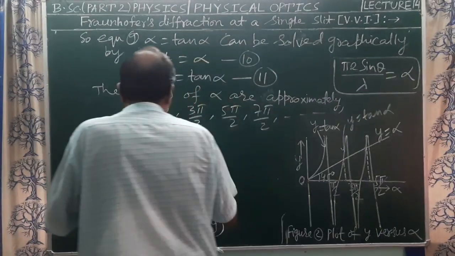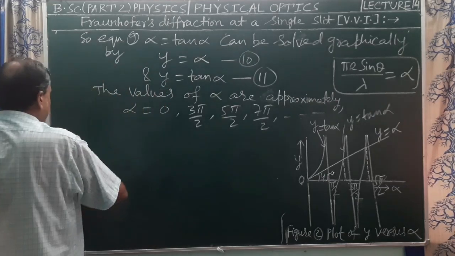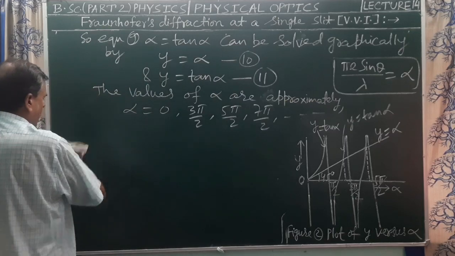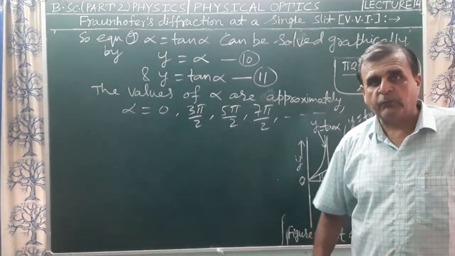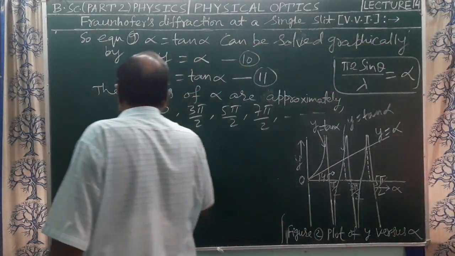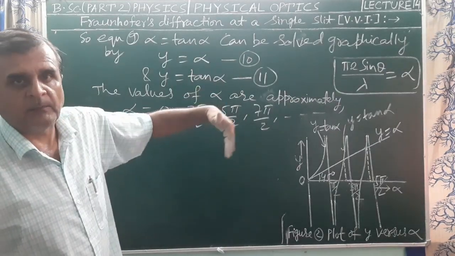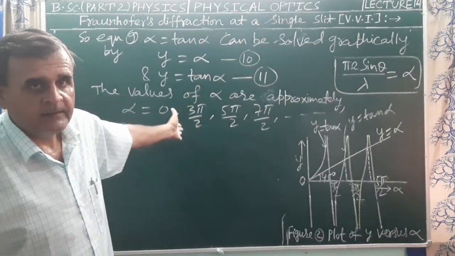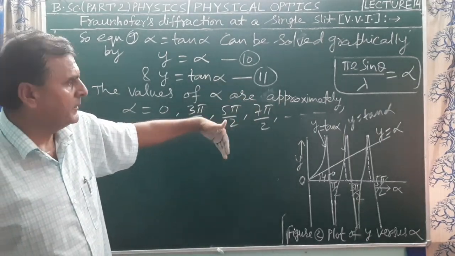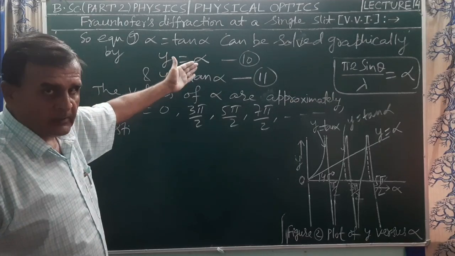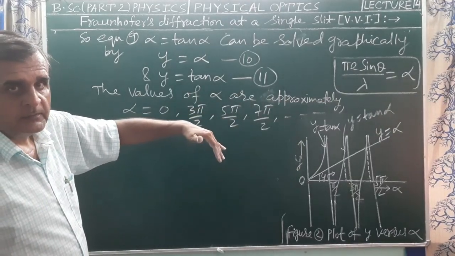So substituting these values in equation 6, that is the expression for resultant intensity of light at point P of the screen. These values of alpha give the direction of maxima. The values of alpha at the point of intersection of the two equations, y equal to alpha and y equal to tan alpha, will give the direction of maxima.